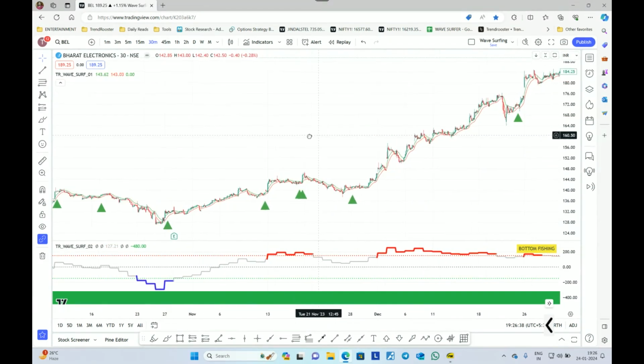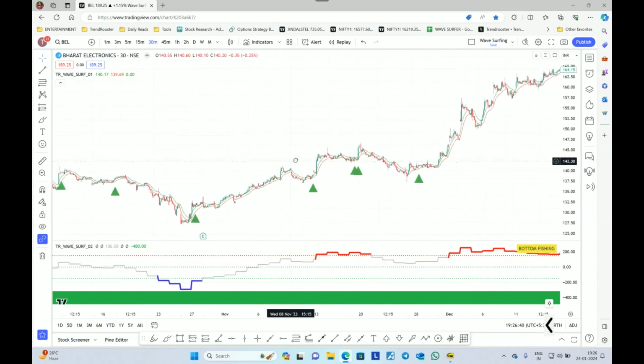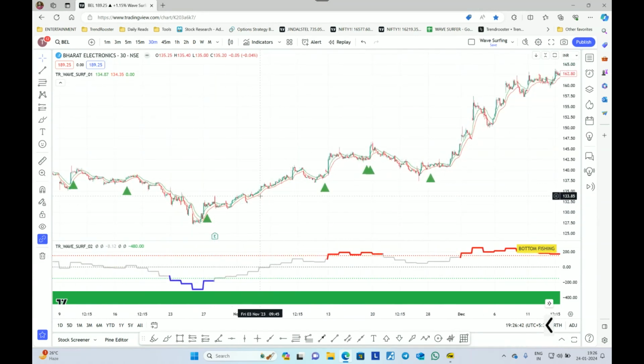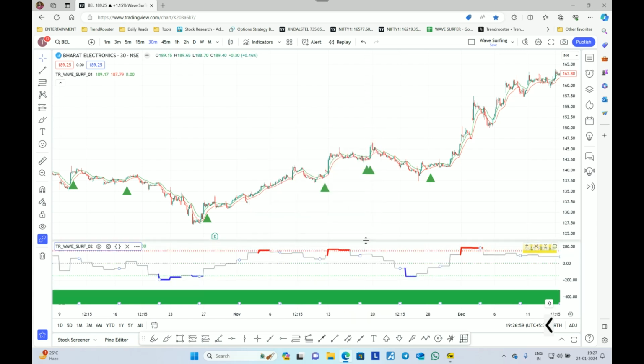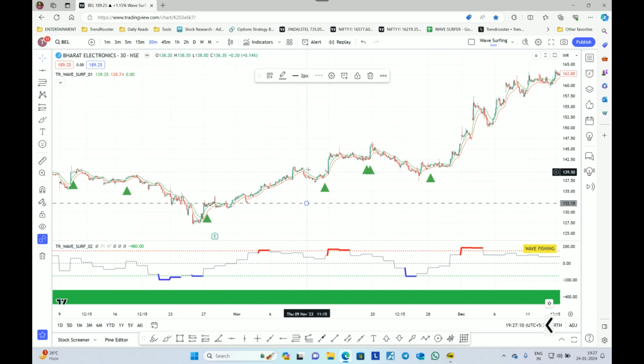Okay, bottom fishing. How can you do that? Once you are already in profit with bottom fishing, and more than 1:2 or so, then you have to come to the same chart again and go to settings on the bottom indicator. Click, choose the trading system and go to the previous, the wave fishing trading system. Choose it and click OK. Okay. Once you see that, this is where our bottom fishing entry is, let me add a horizontal line there. Okay, this is where we entered, and this is where we are in profit.